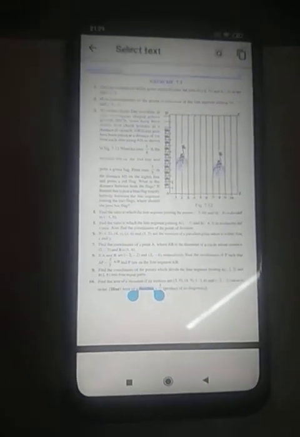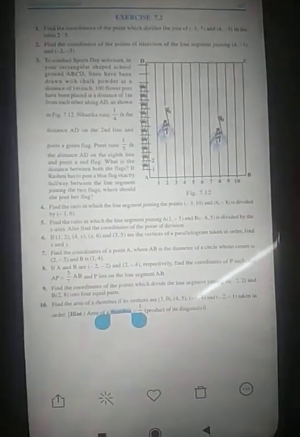Next question. What is the next question? Question number 8. I will give the hint for this. You have to do that question. Nothing in it, but understanding of the question is very important.